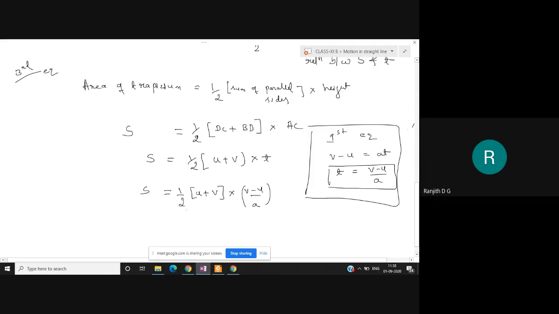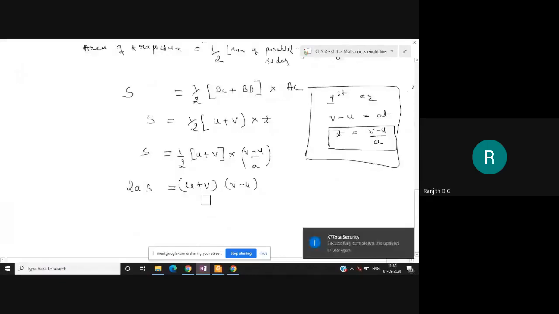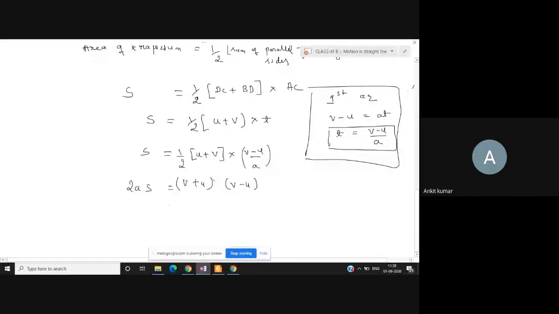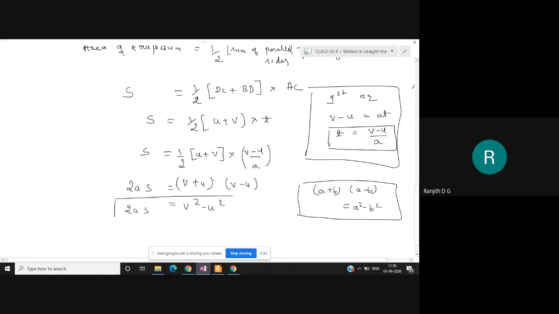Then I can take 2 and a to this side, so it becomes 2as. Then this equation becomes u plus v into v minus u. What is this, a plus b and a minus b? a plus b into a minus b is equal to a square minus b square. Substitute, and I'll get v square minus u square. So 2as is equal to v square minus u square. That is the way you can do it.